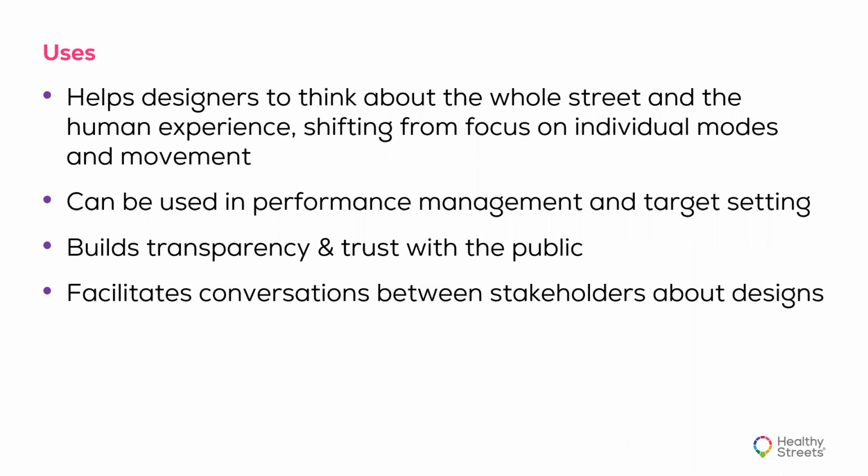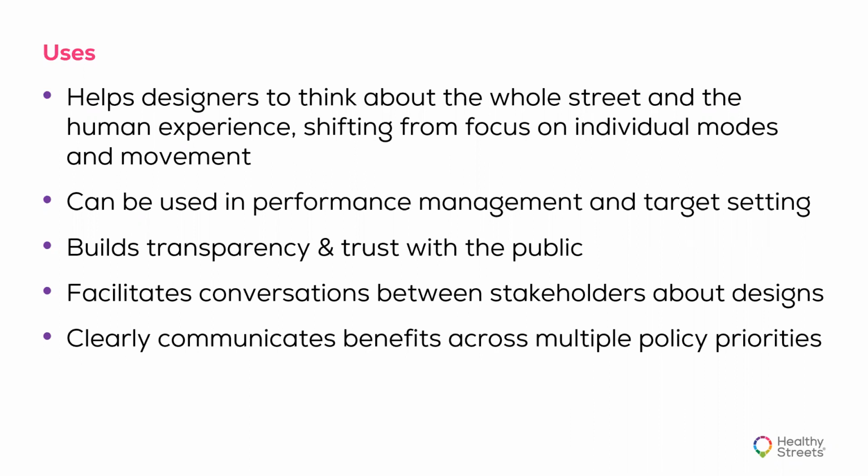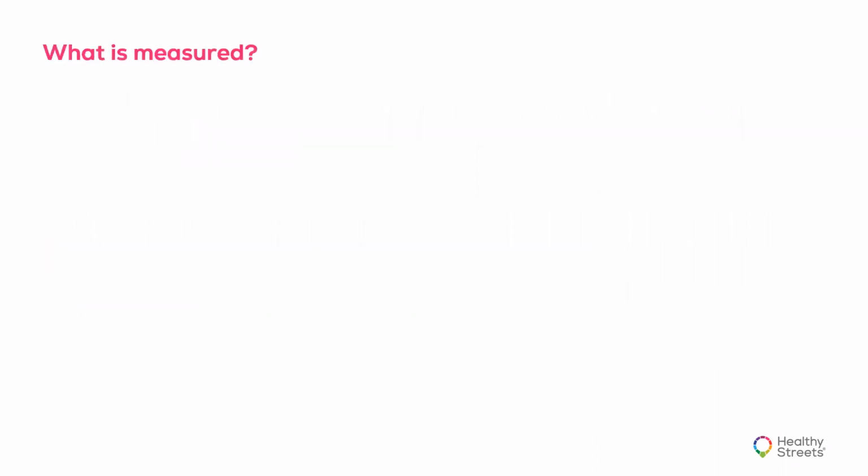This tool helps to facilitate conversations between stakeholders who are working on designs. They may come from different professional backgrounds, but it provides one common language and an easy way for people to talk about designs. And it clearly communicates the benefits of improving streets across multiple policy priorities. We don't just try to improve our streets from a transport perspective, from a public health perspective, or from an environmental perspective. We're often thinking about a whole range of different priorities, including economic and social priorities. And the Healthy Streets indicators are a broad framing mechanism which can tie all these different policy priorities together.